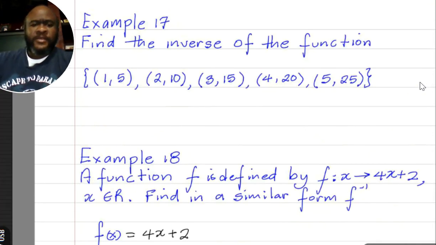Example 17. Find the inverse of this function here. So here we have a function represented as a set of ordered pairs. The domain elements are the first elements and the range elements are the second elements. By simply interchanging the domain and the range elements, what we'll get is the inverse.